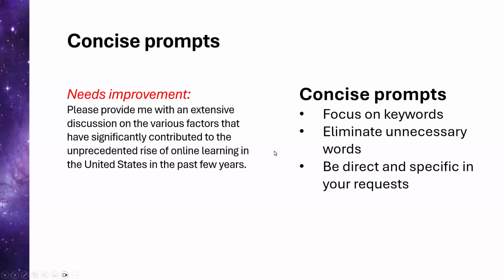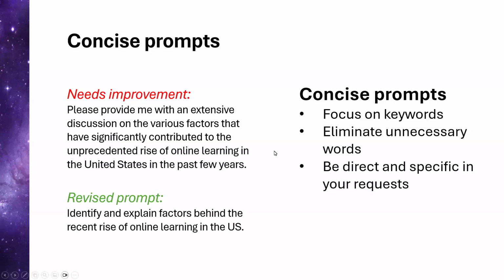A revised version of this prompt might look like, identify and explain factors behind the recent rise of online learning in the US. So here in our revised prompt, we're asking for the same information as our original prompt, but we're being a little bit more direct in our approach. We've removed unneeded adjectives and adverbs and other words that really aren't that important to what it is we're asking. And we focused instead on just the most important components of the prompt, just the most important words that we need to tell the AI tool. So that's the C in CLEAR.